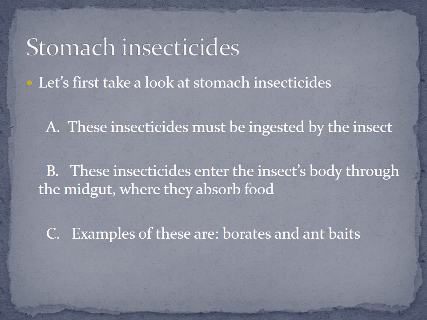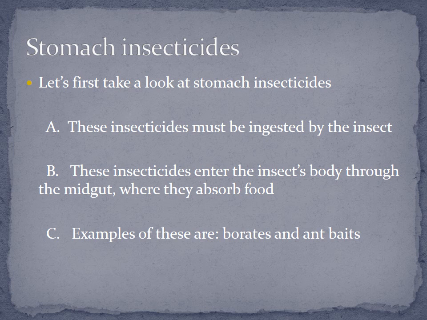The borates are obviously used in like crawl spaces, on fungi. They can also be labeled for termites or other wood-destroying organisms like powder post beetles, things that get down in the wood. Borates are very good in this prospect, but they can also be in ant baits, like gel baits will have borates in them.